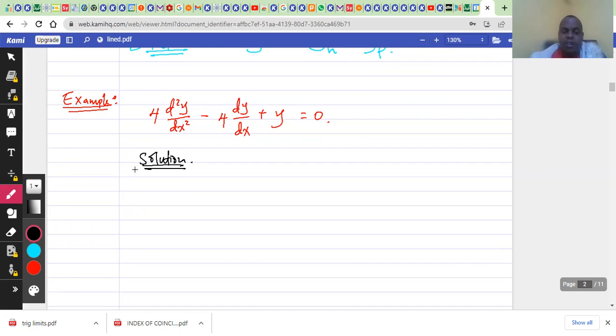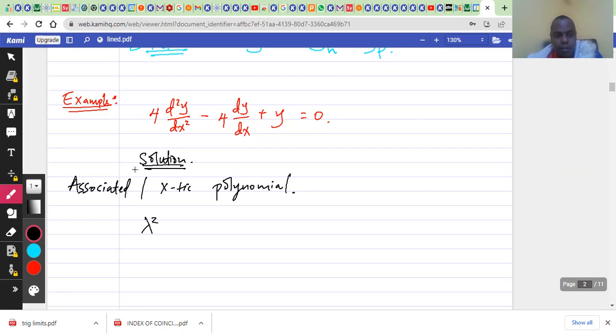Okay. So this is the homogeneous case, right? What will be the characteristic polynomial? It is 4 lambda squared minus 4 lambda plus 1 equals 0. And then we can solve it, right?